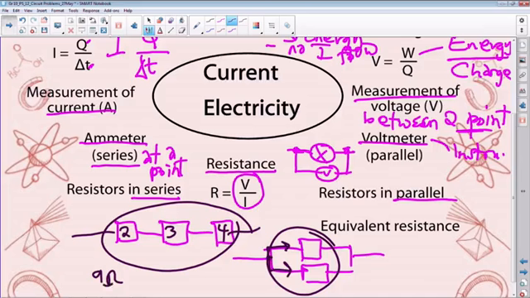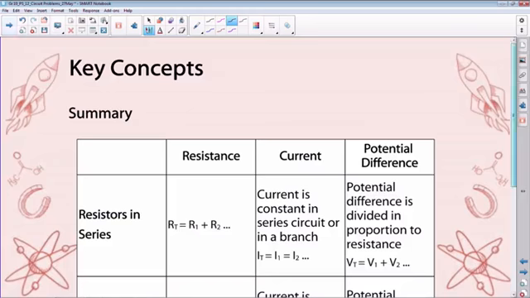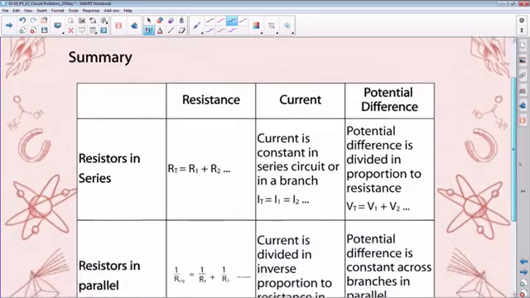Right, let's look at a typical example. Before we look at the example, let's go over the very key concepts in this section.